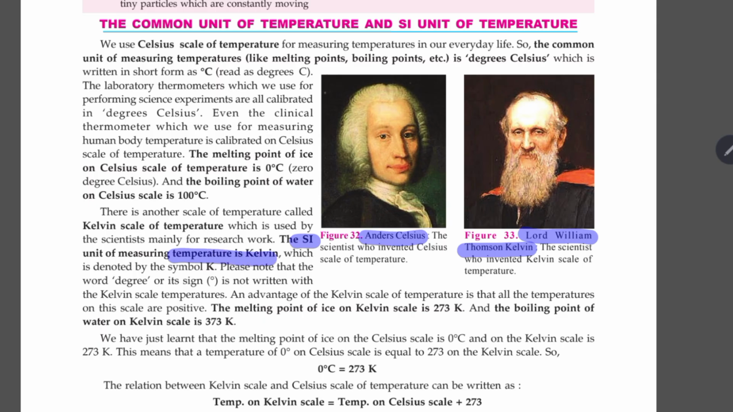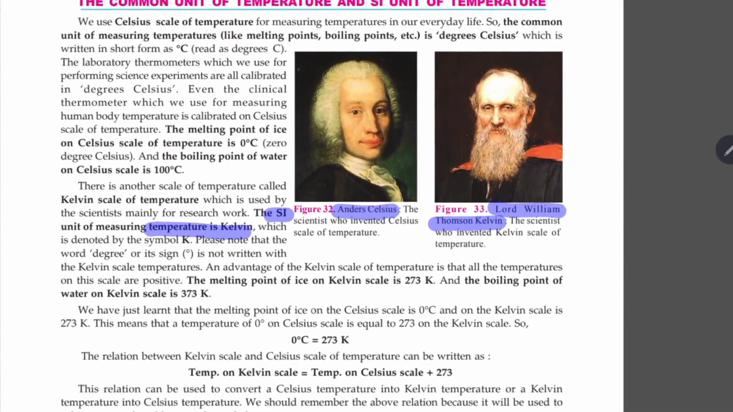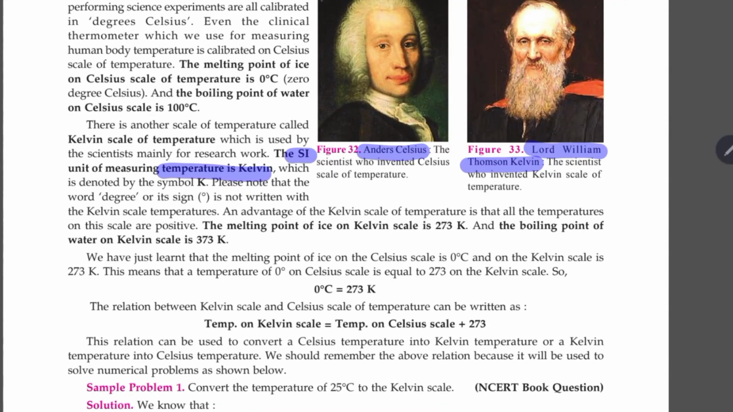So we don't write degree Kelvin. Please mark this, that we don't write degree Kelvin. We write degree Celsius. And what is the relation between degree Celsius and Kelvin? Temperature on Kelvin scale is equal to temperature on the Celsius scale plus 273. Why is it so? Because 0 degree Celsius is equal to 273 Kelvin.